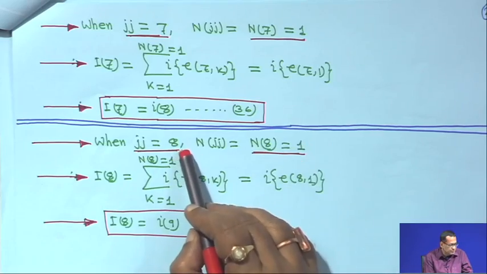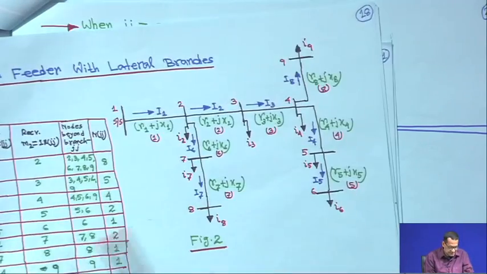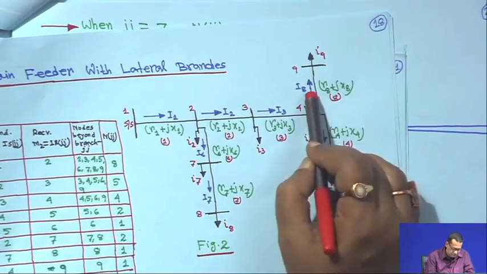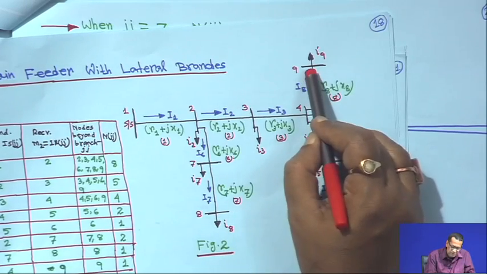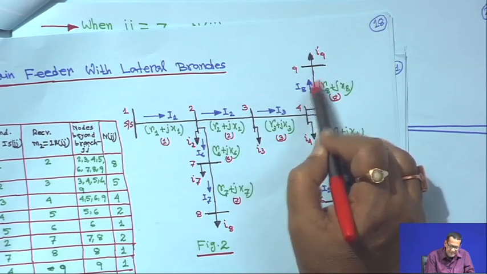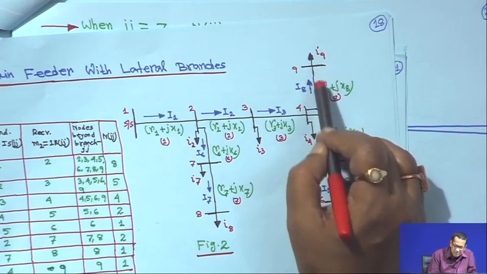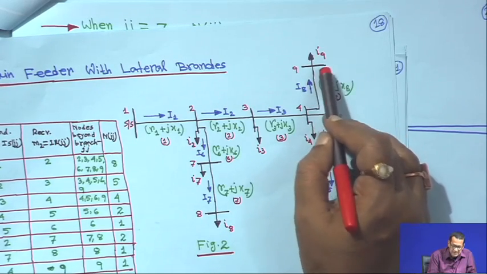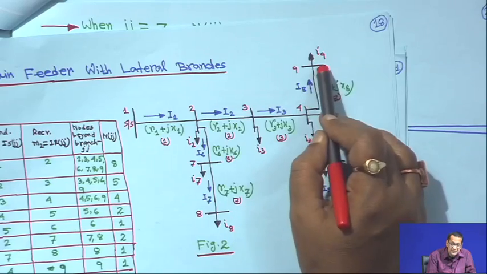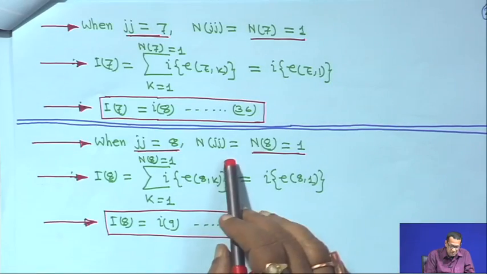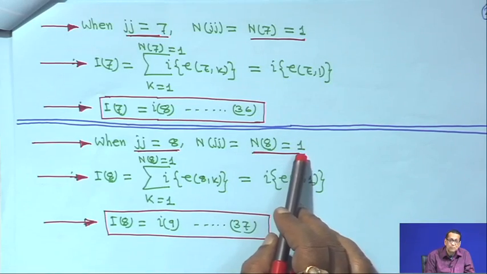When Jj is equal to 8, this branch, 4 to 9, has only this node 9, and basically capital I8 is equal to small I9, because beyond this branch there is no other branch, and this is the only node here. So, I8 is equal to I9. Here also Njj is equal to N8 is equal to 1.